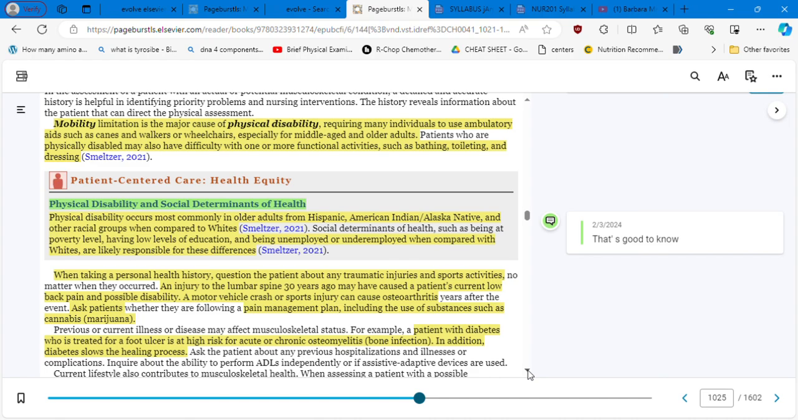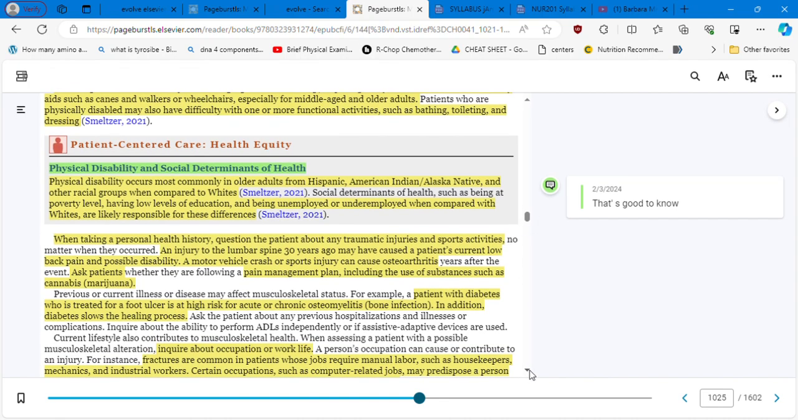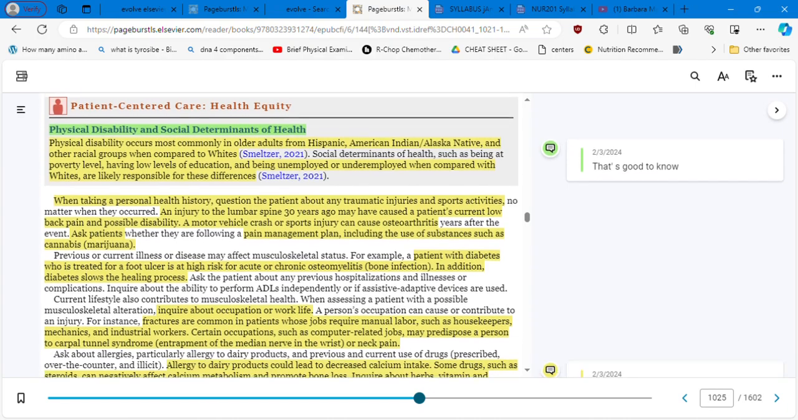Okay, physical disability and social determinants of health. This is good to know. Physical disability occurs most commonly in older adults from Hispanic, American Indian, Alaska Native, and other racial groups when compared to whites. The poverty level, having low levels of education, and being unemployed or underemployed when compared with whites are likely responsible for these differences.